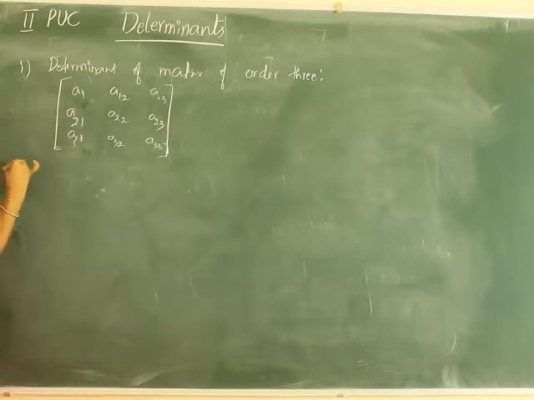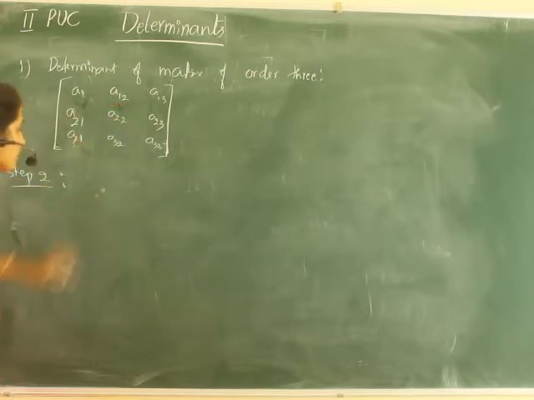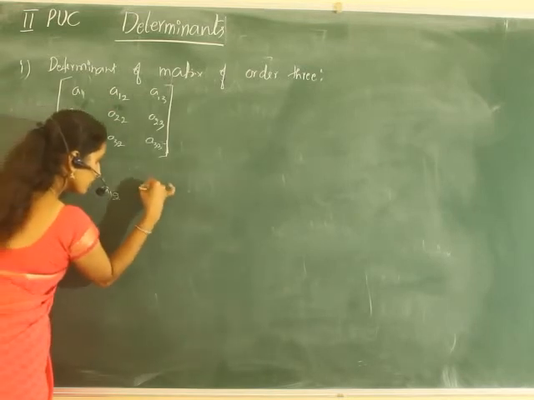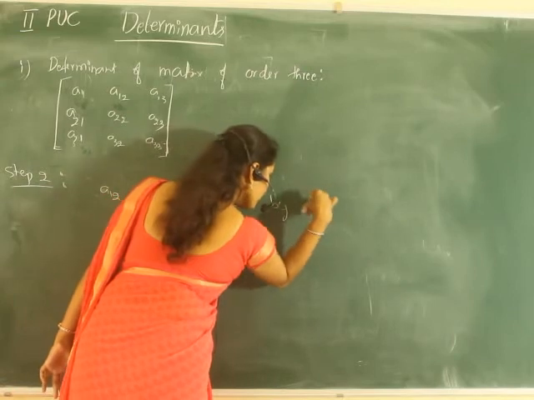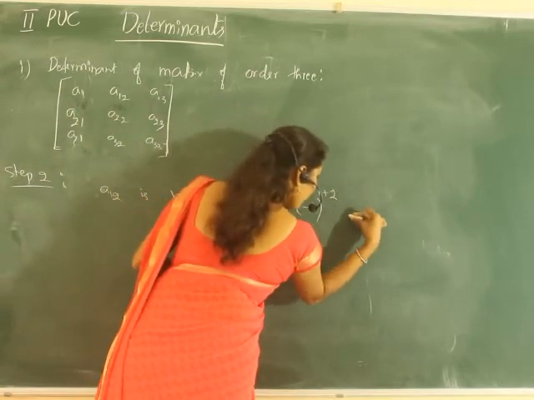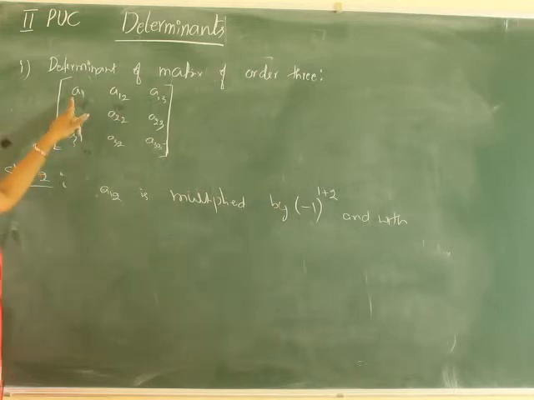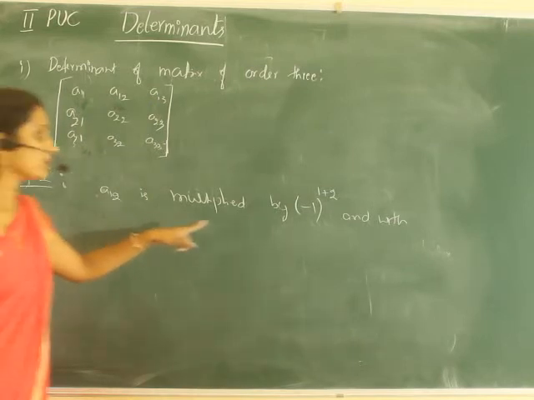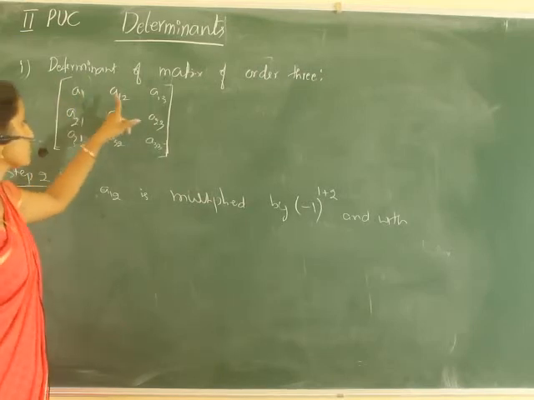Step 2. The second element A12 is multiplied by minus 1 to the power 1 plus 2, and with the second order determinant obtained by deleting first row and second column.